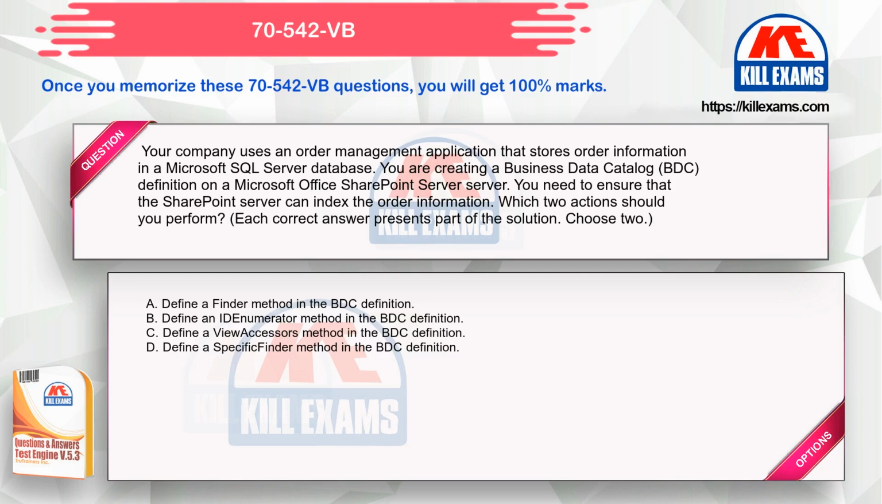Choose two. Option A. Define a finder method in the BDC definition. Option B. Define an ID enumerator method in the BDC definition. Option C. Define a view accessors method in the BDC definition. Option D. Define a specific finder method in the BDC definition.